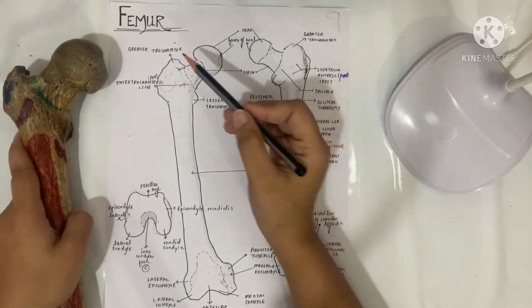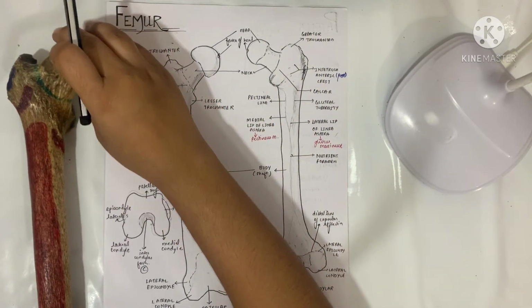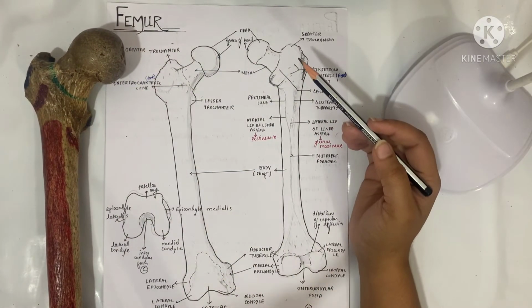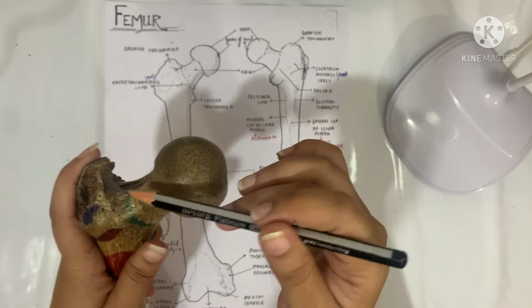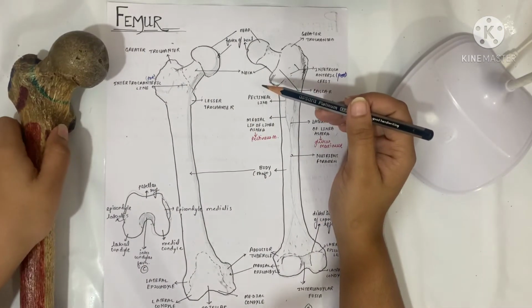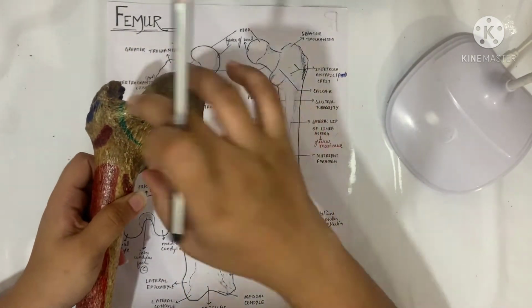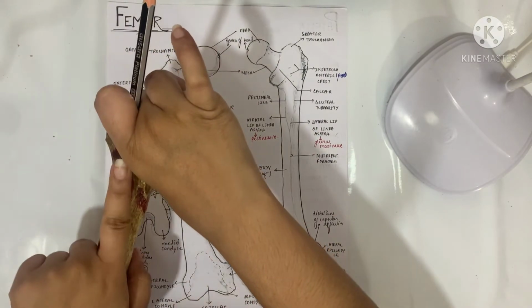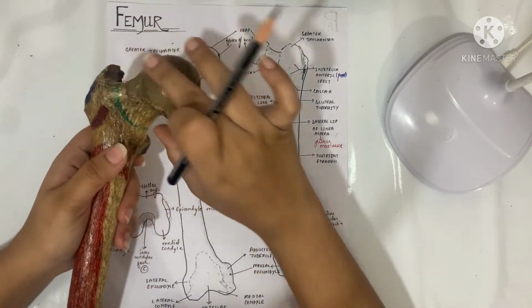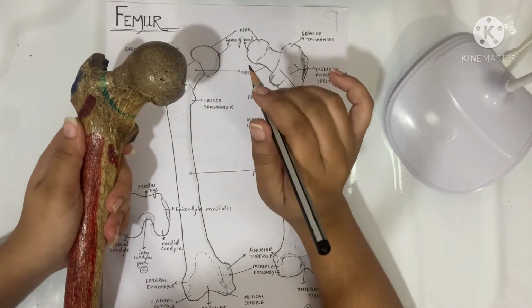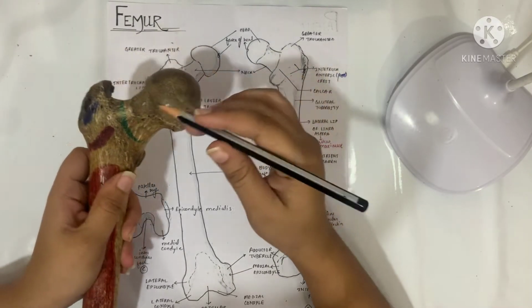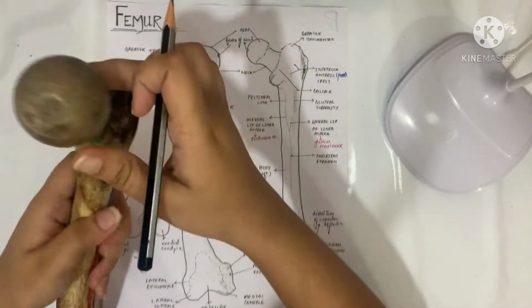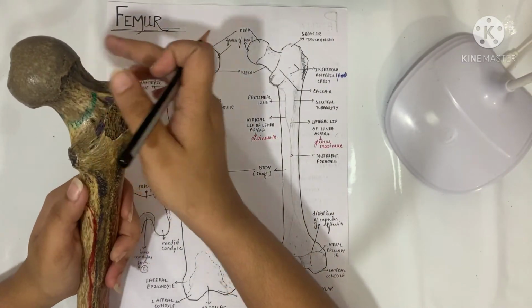Coming to the greater trochanter, this is the greater trochanter. A quadrangular eminence. See over here, you can see it is a quadrangular eminence which projects laterally and upwards at the junction of the neck and the shaft. The lateral surface carries an oblique ridge. Its medial surface carries a depression called the trochanteric fossa. So here is present a trochanteric fossa.